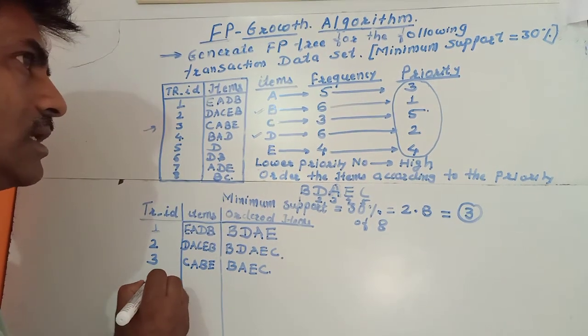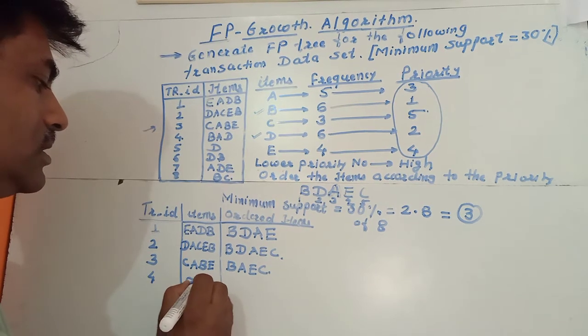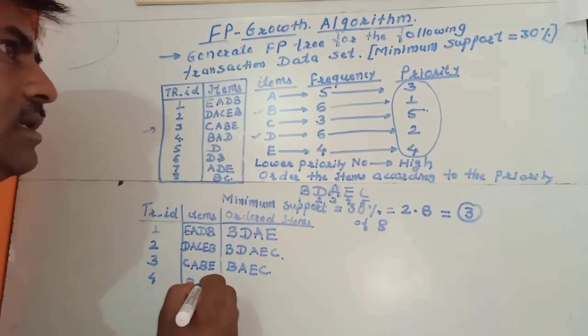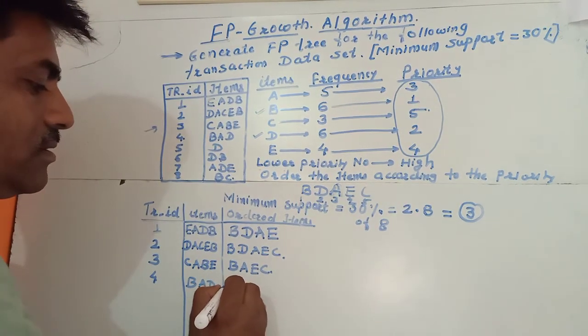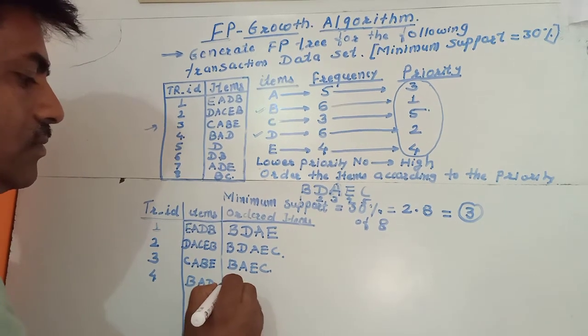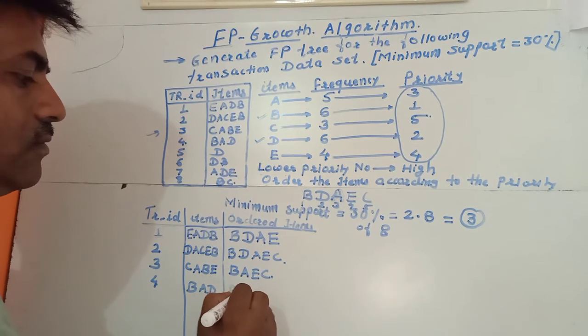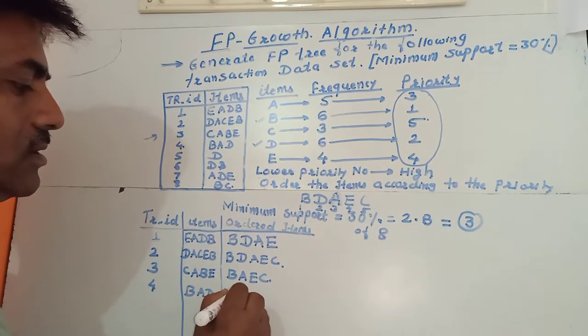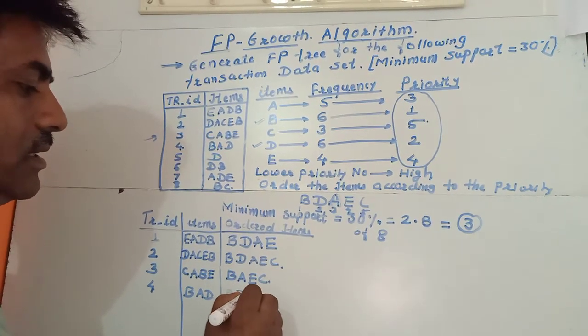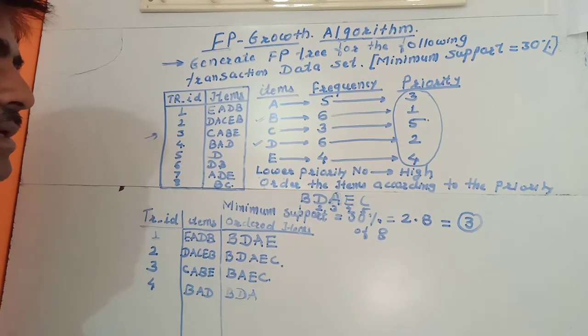Similarly for transaction ID 4, initially it was B, A, D, right? So B is fine, the priority of B is 1, but D has the second priority. So what we will do, we will change the sequence to B, D and A, right?